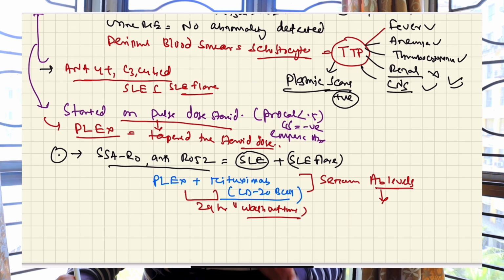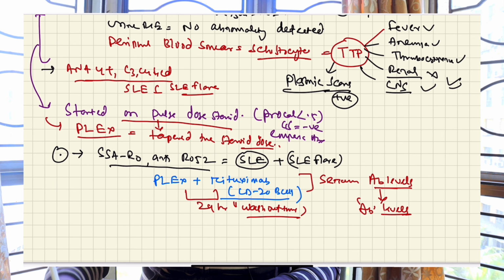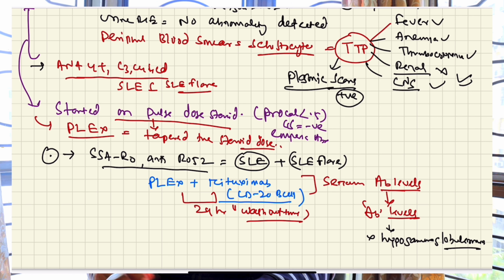So we check the serum antibody level, give a washout time of 24 hours, then start rituximab, then follow these antibody levels. If they are decreasing, then rituximab is working. But we have to prevent hypogammaglobulinemia, right? And this can predispose the patient to further infections. And gradually with this treatment, the patient became better and she was shifted out.